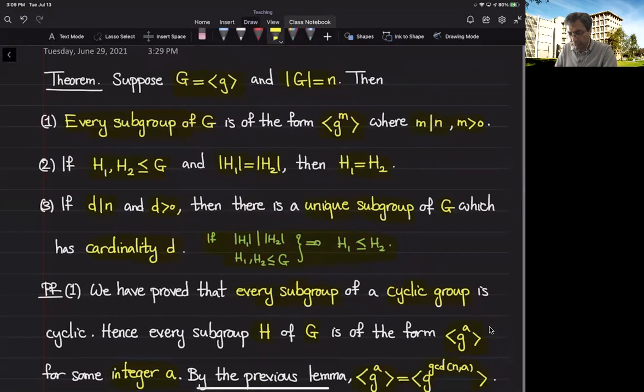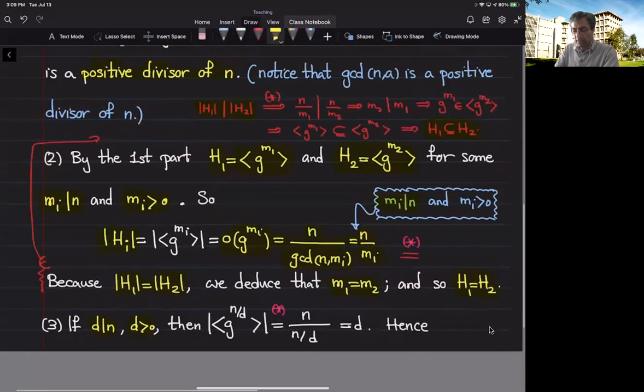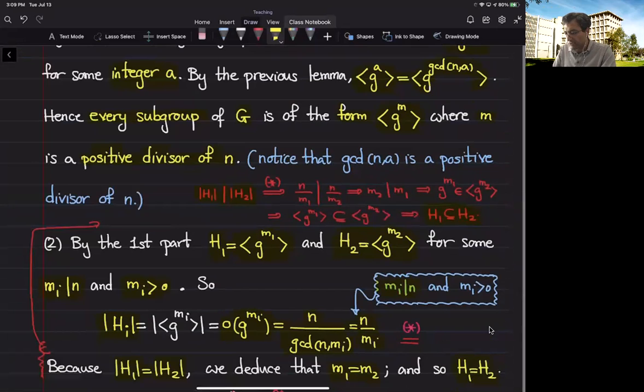And now finally, I want to show that if D is a positive divisor, then there is a unique subgroup of G that has cardinality D, and therefore there is a bijection between positive divisors of N and subgroups of G. So suppose I give you a positive divisor D of N. I want to give you a cyclic subgroup that has cardinality D. We have already discussed that if I start with G to the power M and M divides N, then the cardinality is N over M. I want to make this into D. So it's enough to choose M to be N over D.